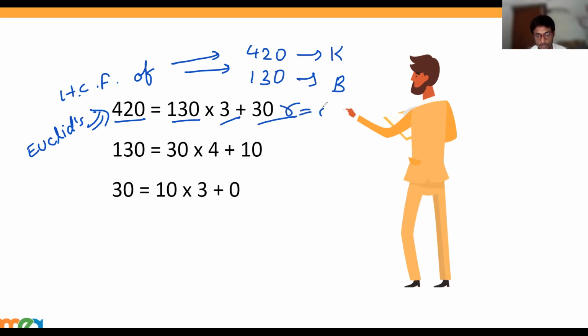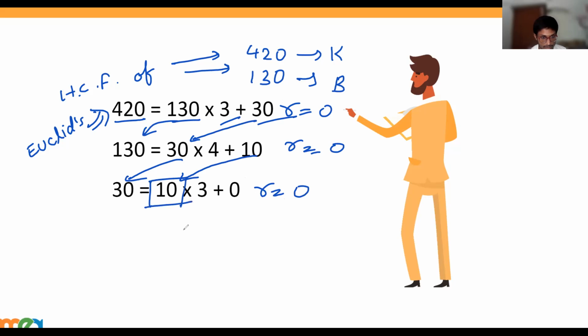The remainder is not equal to 0, hence we proceed further. We'll divide 130 by 30. Again the remainder is not equal to 0. So now 30 will be divided by 10. Here the remainder is 0. So 10 is our answer.